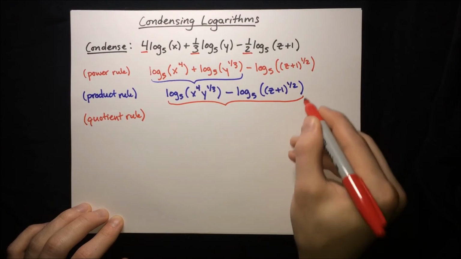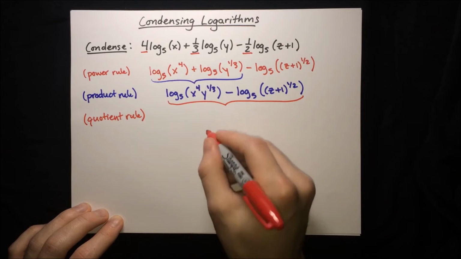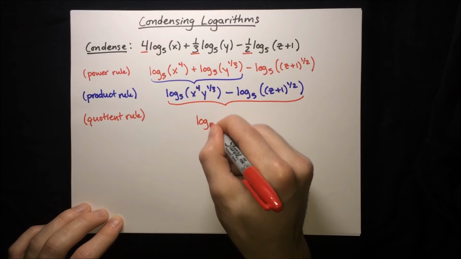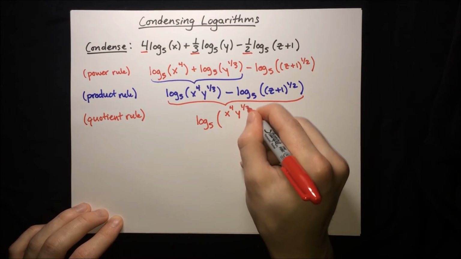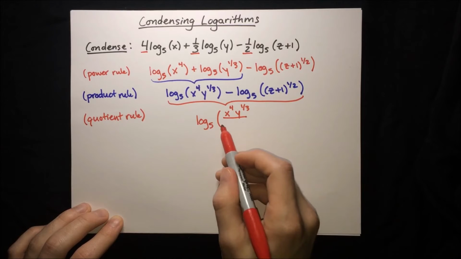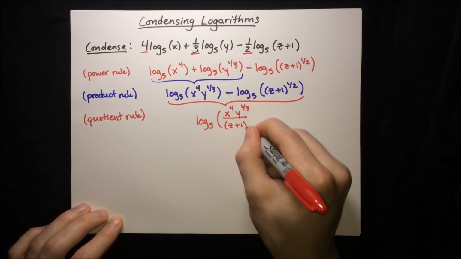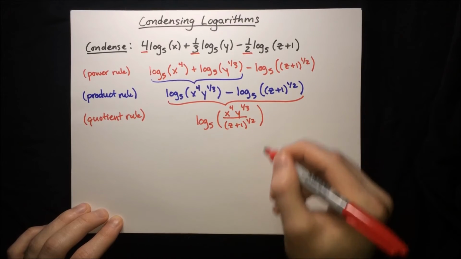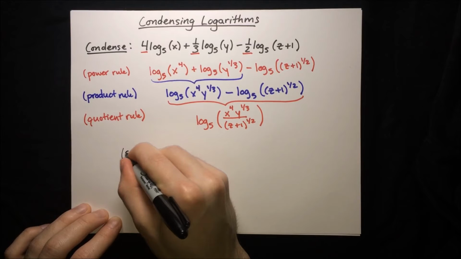So combining these two logs, the expression inside of the first log becomes the numerator of the fraction. So log 5 of x to the fourth y to the 1/3 over, and then the expression inside of the second log becomes the denominator. So z plus 1 to the 1/2 on the bottom of that fraction. And then lastly, we can simplify a little bit.